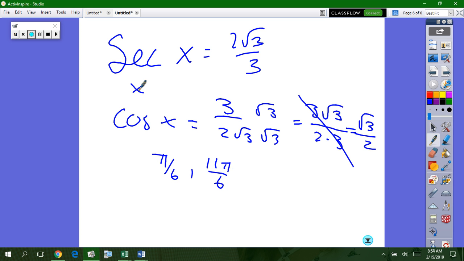But notice they did ask for x to be between 2 pi and negative 2 pi. So we've done 0 to 2 pi. So we need to do now 0 to negative 2 pi. So we just basically say, what is coterminal to these? Who's coterminal to 11 pi over 6? Negative pi over 6. Who is coterminal to pi over 6? Negative 11 pi over 6.